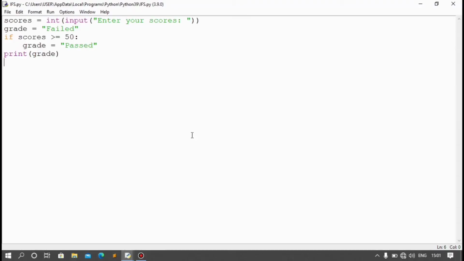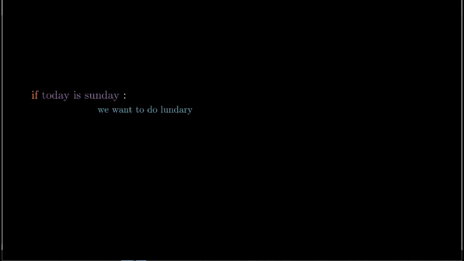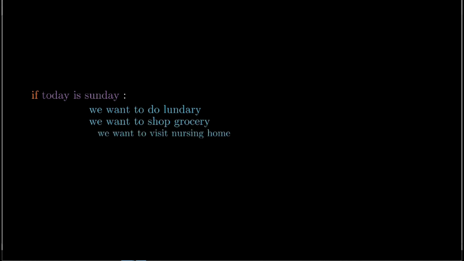Now let's talk about what else you can do. Sometimes you want to do something if the condition is true and something else if the condition is false. The else statement allows you to do this, and it allows you to specify something else you want to do if the condition is not true. This is a modification of our Sunday example. So if today is Sunday, we want to do laundry, shop for grocery, visit the nursing home, else we are going to sleep.